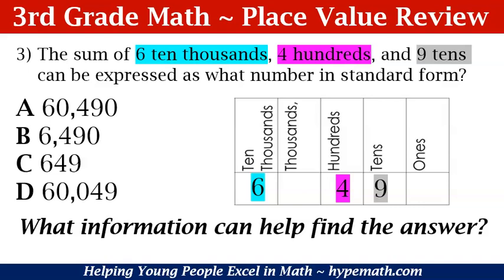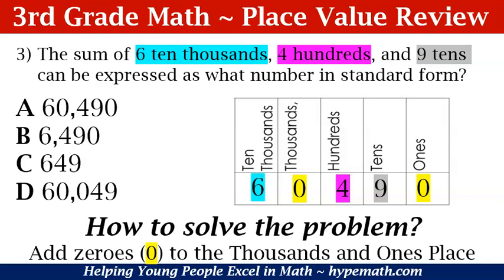Now, how can we solve the problem? Well, we noticed that we don't have a number for the thousands place and we don't have one for the ones place. Whenever we don't have a number like 1, 2, 3, 4 and so on, we know that number is 0. So we are going to put zeros for the thousands place and also the ones place. Okay.